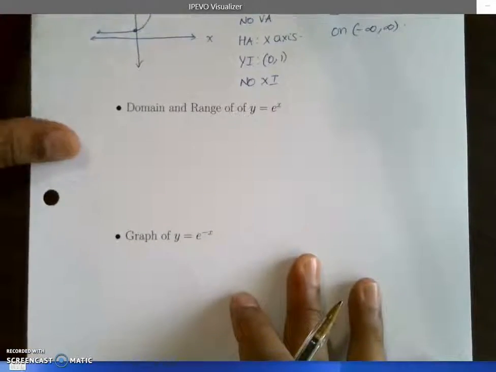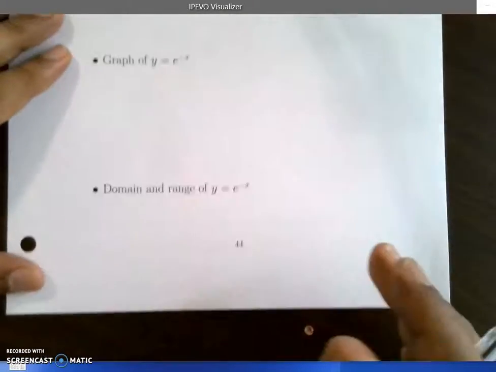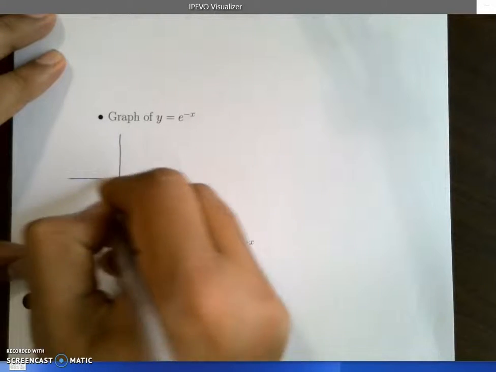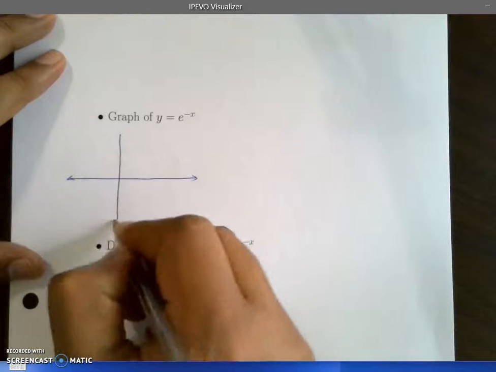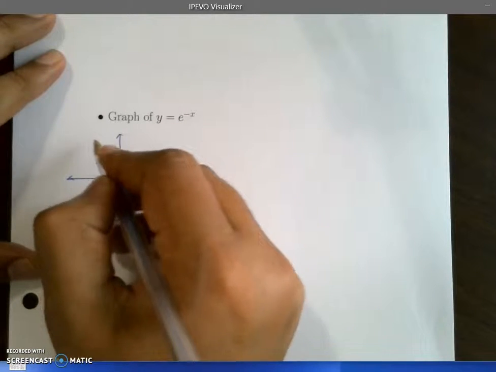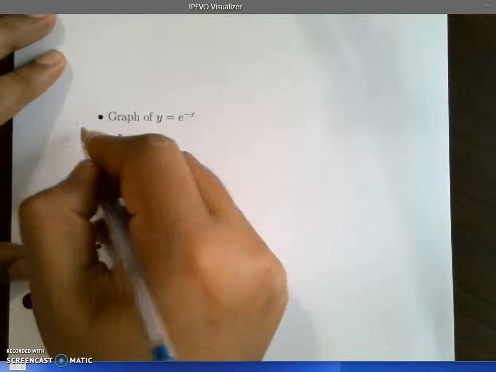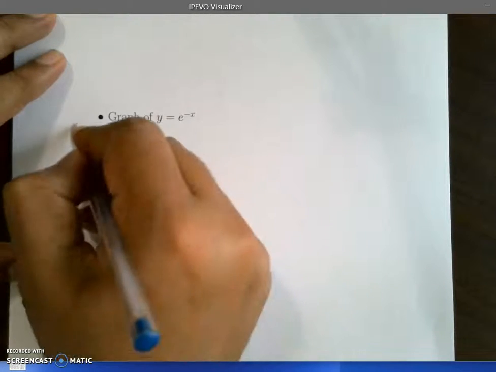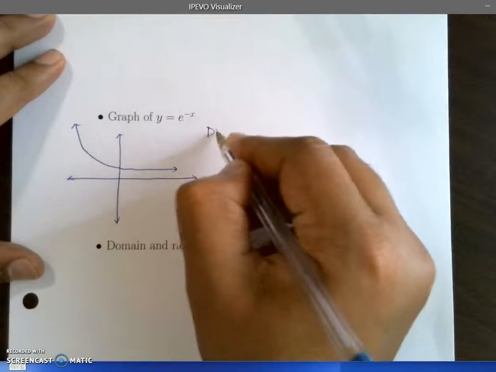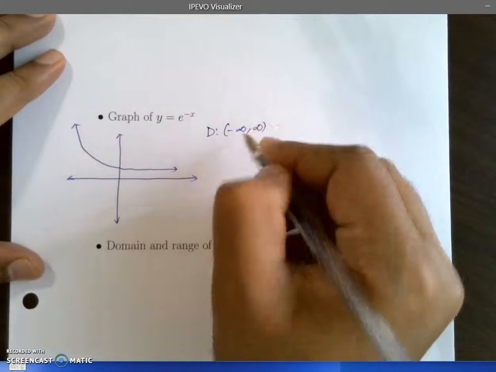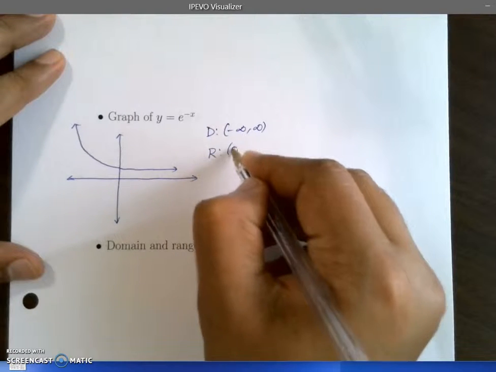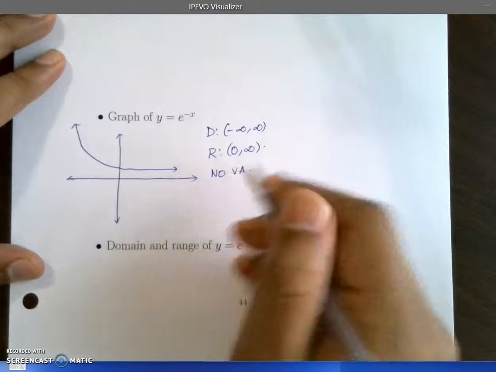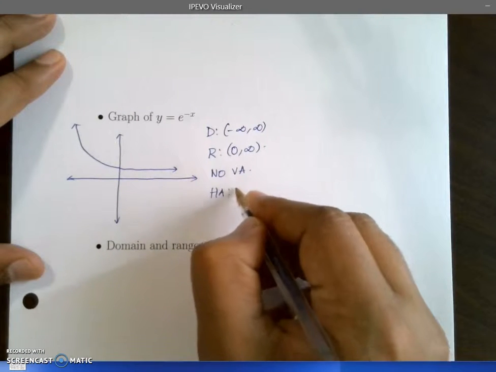Now let's look at another function, y equals e to the negative x. That's also one of the important functions. The rough sketch of the graph would look like this. Again, the domain of this function is going to be negative infinity to positive infinity. The range of the graph is going to be from 0 to infinity, and there is no vertical asymptote. The horizontal asymptote is the x-axis.